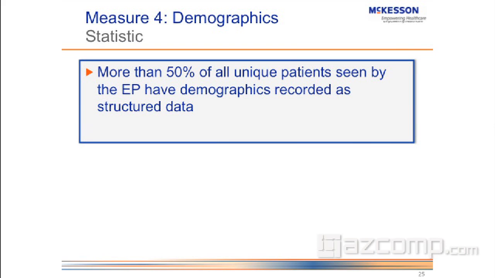Here is the measure. More than 50% of all unique patients seen by the provider have demographics recorded as structured data. So the big one here is seen by the provider. It's not all of the patients that you have in your system, not all 30,000, 20,000, however many you have. It's just the ones that are coming into the office that you're going to be checking over. So if we're talking workflow, it might be a habit that you have the front desk or the nursing staff or whoever is checking in those patients to check over the demographics, make sure that those are in there, and put in the necessary items.